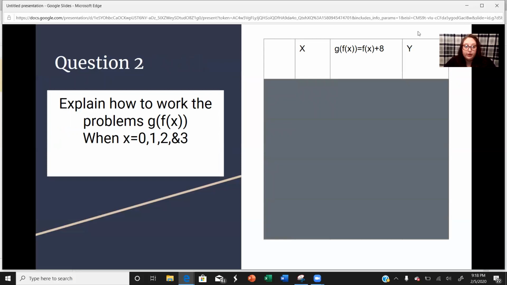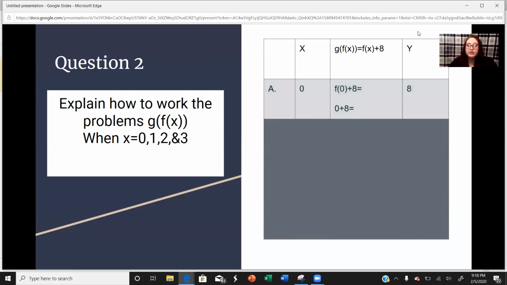So now we're on to question 2, and it says to explain how to work the problems g of f of x when x equals 0, 1, 2, and 3. So first we're going to focus on part A, which is x equaling 0. So the g means nothing, basically, and the f pretty much means nothing. You can just ignore those, just replace the x with the number. So if you think about it, we've just got 0 plus 8, and 0 plus 8 is going to equal 8. So our x would be 0, and our y would be 8.